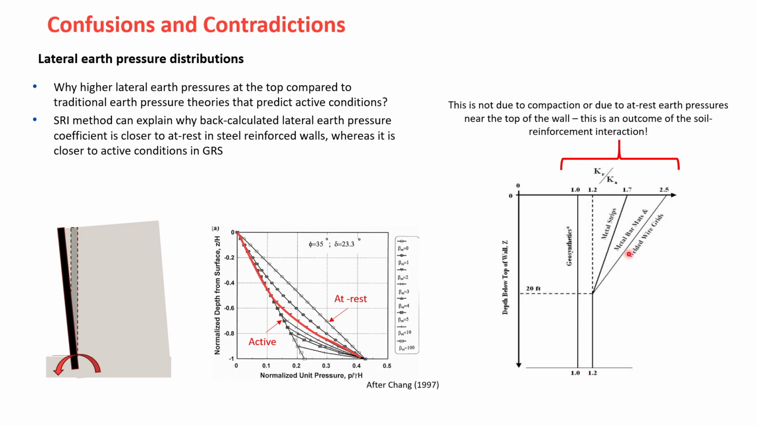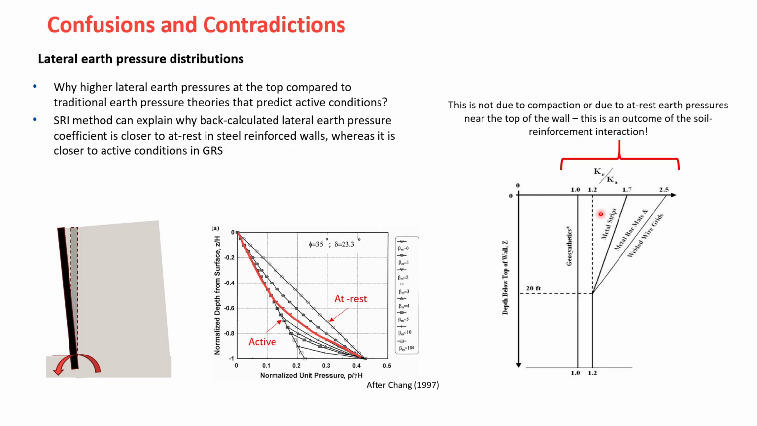So you have at-rest conditions at the top and active conditions at the bottom. And people have said, okay, well, that's because of the compaction forces, compaction stresses. That could be right, but why don't we see the same effect in geogrid reinforced walls? And then some also say you cannot use the tributary area, like the traditional earth pressures, for MSE walls.